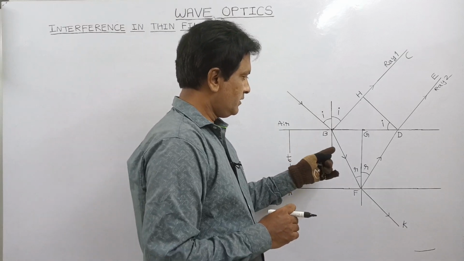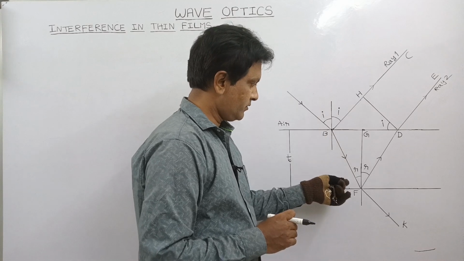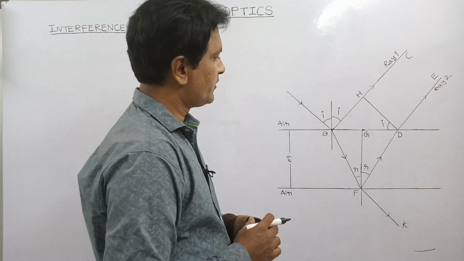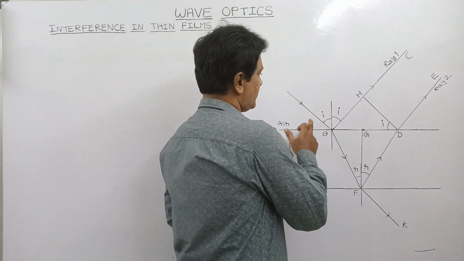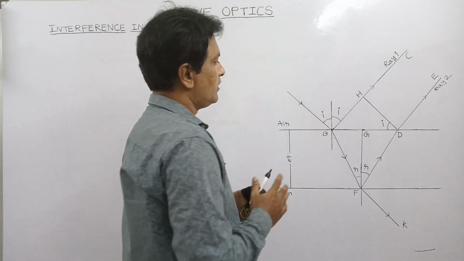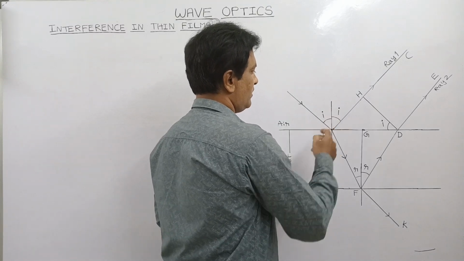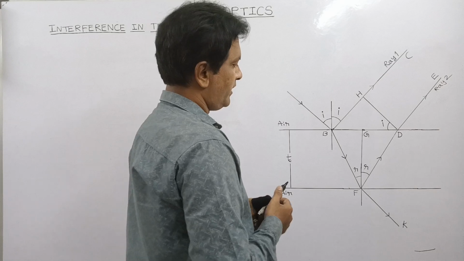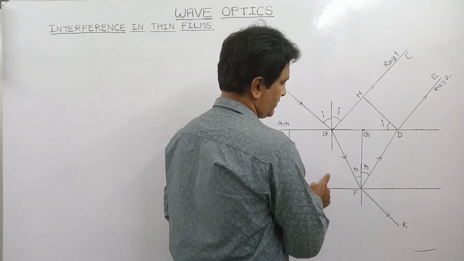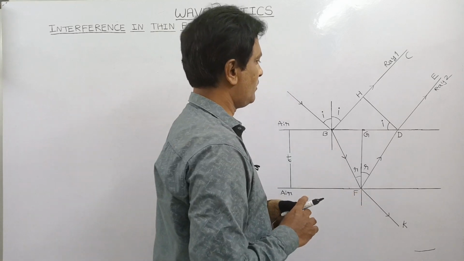Some part of the ray is refracted, that means it passes through the second medium, and some part will be reflected back. Again, because it is traveling from rarer to denser medium, the refraction will be towards the normal. This is the normal of the interface. Again here at the point of incidence, because it is moving from denser to rarer, the refraction will be away from the normal.